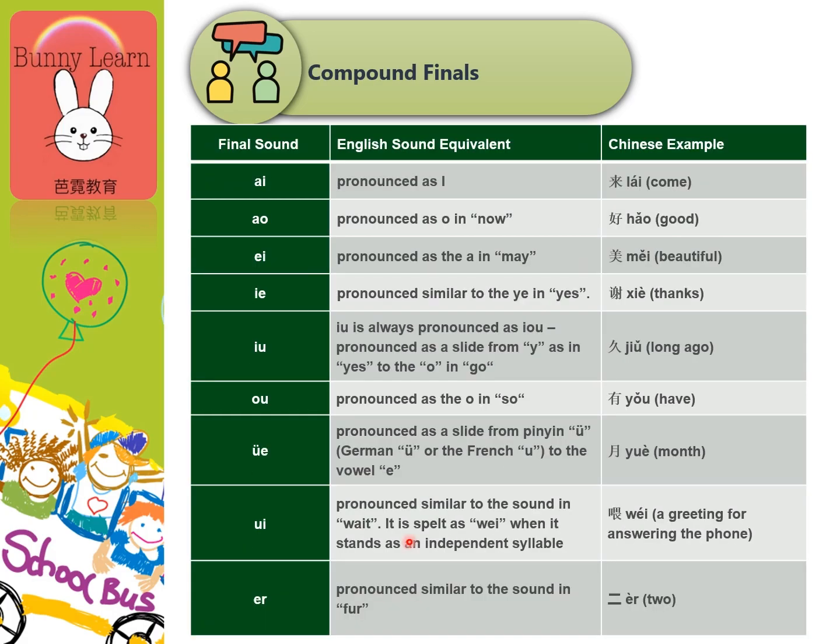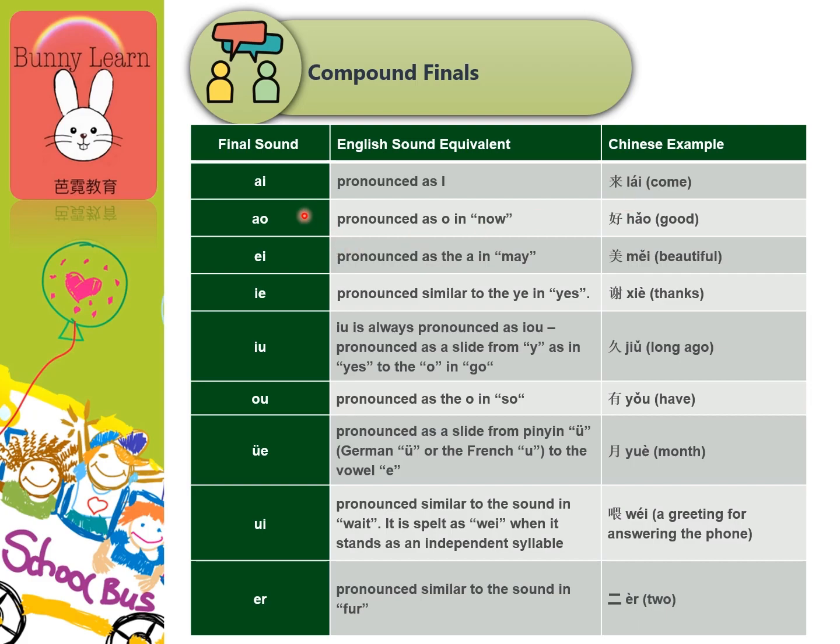Now let's go over these compound finals. As I said, they include two vowels. Ai. This is simply pronounced as the word I. And the Chinese example, 来, lái.